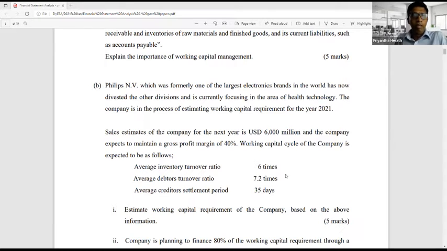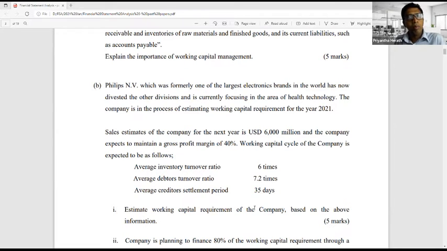Average inventory turnover ratio 6 times. Average debtors turnover ratio 7.2 times. Average creditor settlement period is 35 days. Right? Average inventory turnover 6 times, average debtors turnover 7.2 times, and average creditor settlement period is 35 days. Estimate the working capital requirement of the company based on the above information. 5 marks. Right? You need to estimate the working capital requirement.